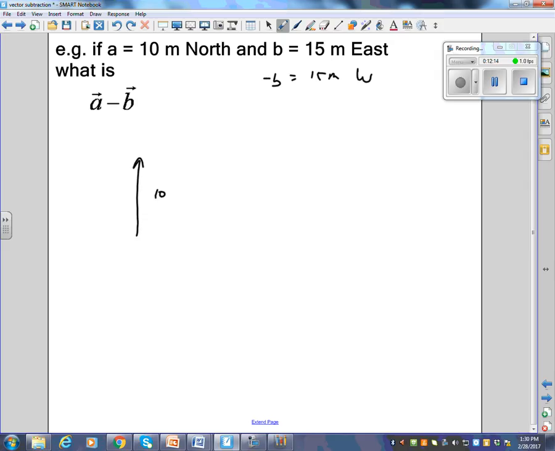Yeah, 50 meters east, 50 meters west. That's the opposite. And I would suggest you label it minus B so that I can see it. And there's your, now we call it the result still. Okay, and then it's just, that's 10, that's 15.